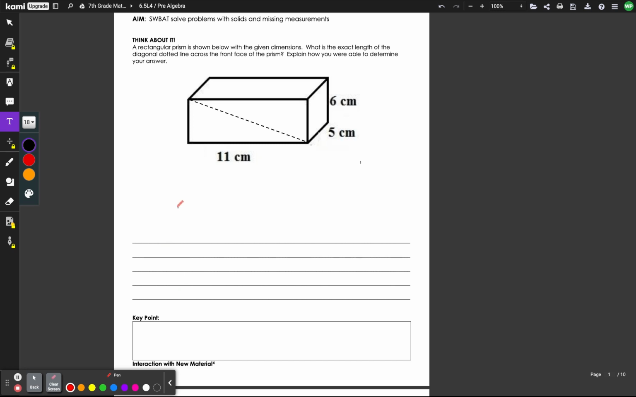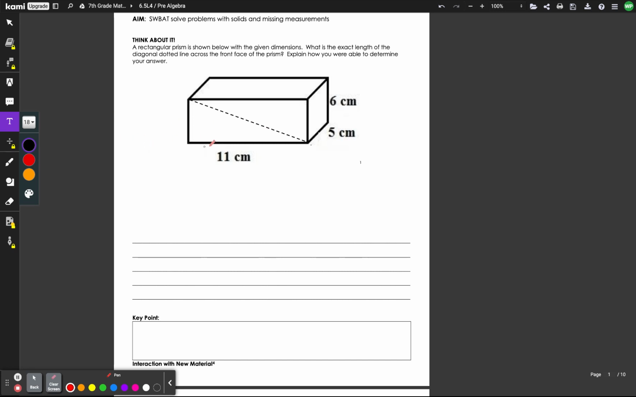So when you take a look at our think about it question, in your notebooks go ahead and draw this figure, or you could just take the packet. Make sure that this example is in your composition notebooks because you will see these types of questions on the assessment. It says a regular prism is shown below with the given dimensions. What's the exact length of the diagonal dotted line across the front face of the prism?